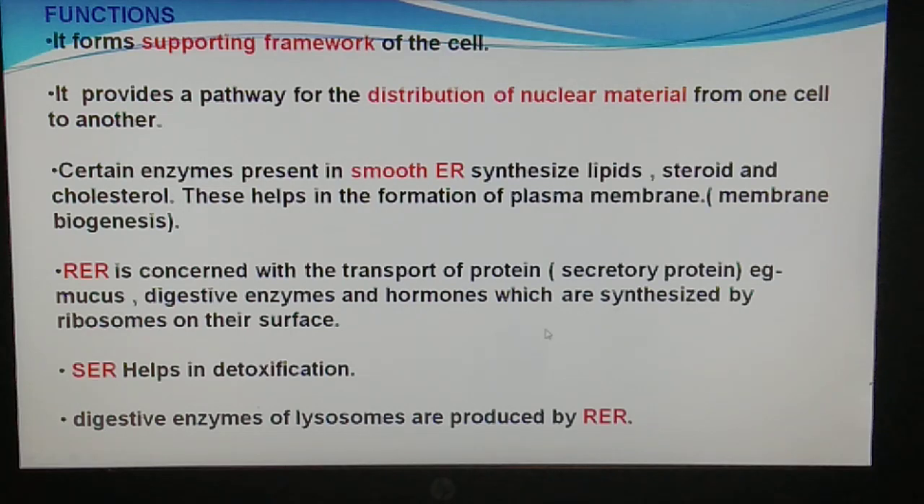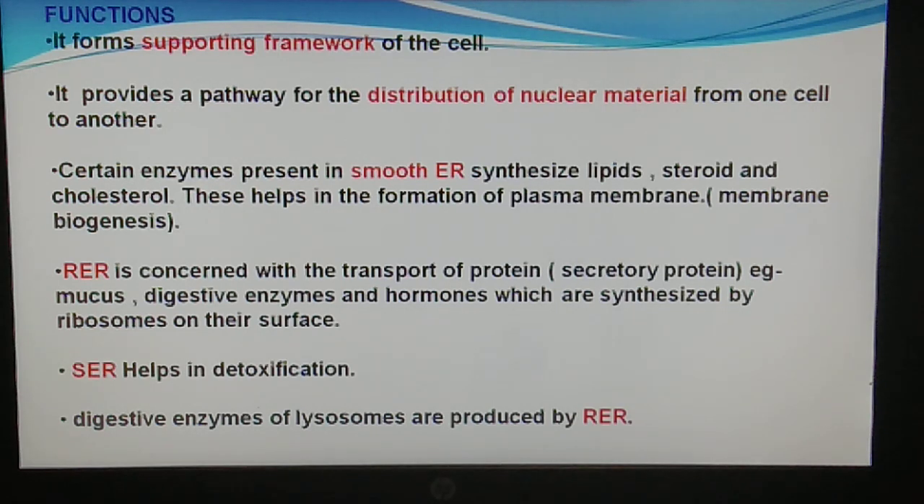Now students, here are the important functions of this organelle. The first one is that it forms the supporting framework of the cell. It basically gives that structural support. It provides the pathway for the distribution of nuclear material from one cell to another. So finally, it helps in the transportation, students.